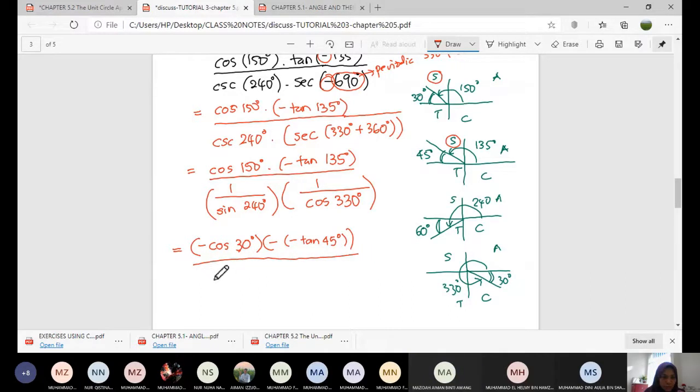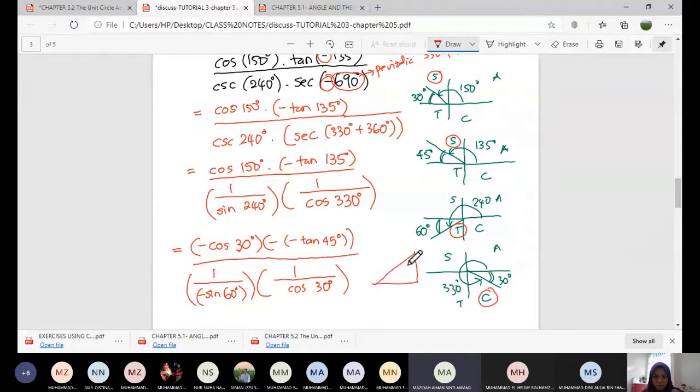This is over 1 over sine 240. Sine in the third quadrant is negative, so negative sine 60 degree. And then for cos in the fourth quadrant, it is positive. Cos 30 degree. So up to this line, make sure your angle is below 90 degree. After that, you can evaluate using the right triangle.